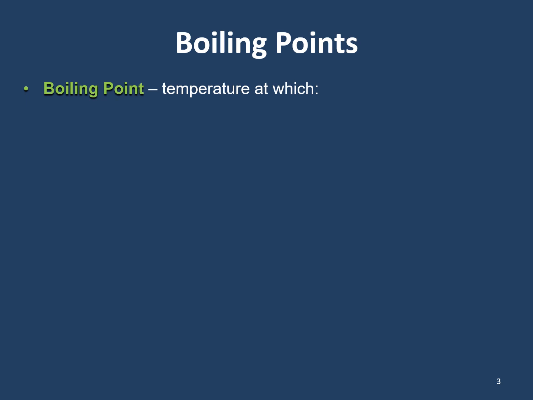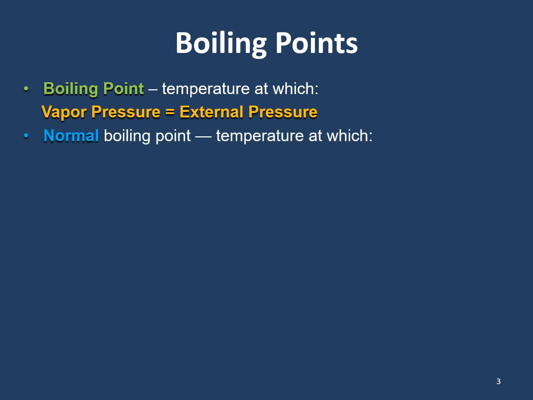So that's not really the correct definition of what a boiling point is. It's defined as the temperature at which the vapor pressure of our liquid is equal to external pressure. Now, if we're at sea level, that means our external pressure is 1 atm. When you see the word normal in front of boiling point, that means your external pressure is defined as 1 atm. So whenever we say the boiling point of water is 100 degrees Celsius, that's the normal boiling point of water. Boiling points of liquids change with external pressure.